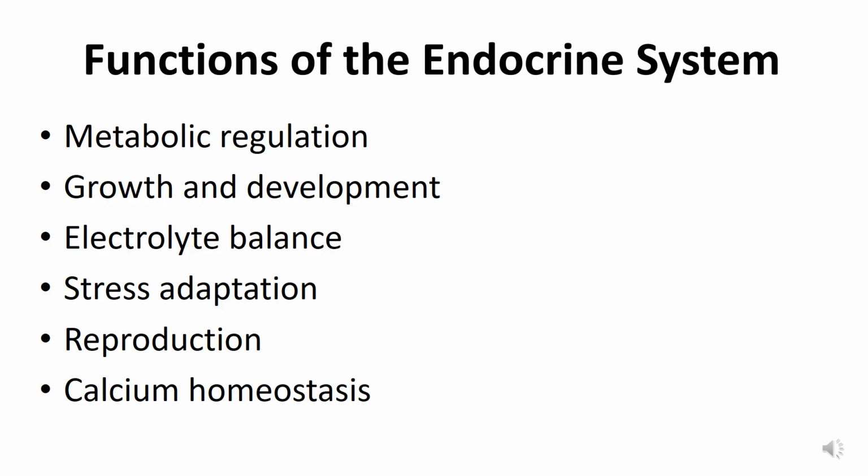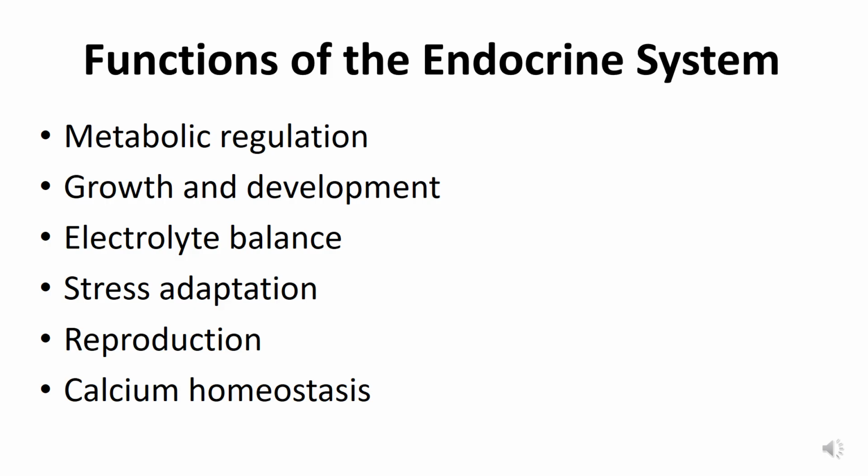The endocrine system is also vital during stress adaptation. When the body faces danger or pressure, hormones prepare it to respond. Adrenaline can increase heart rate and energy almost instantly. Other hormones help the body recover after stressful situations.